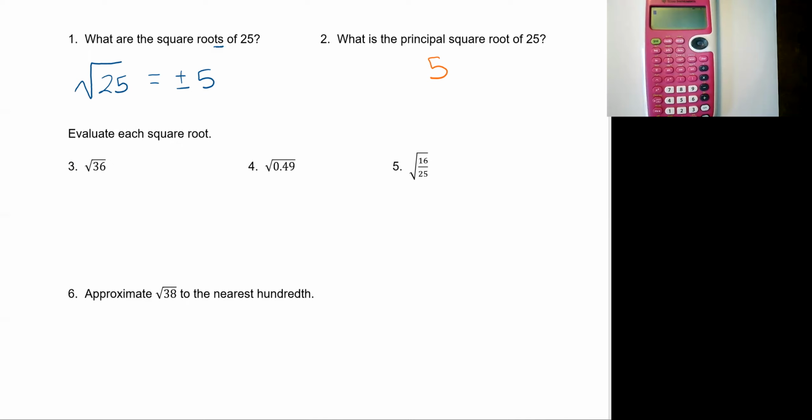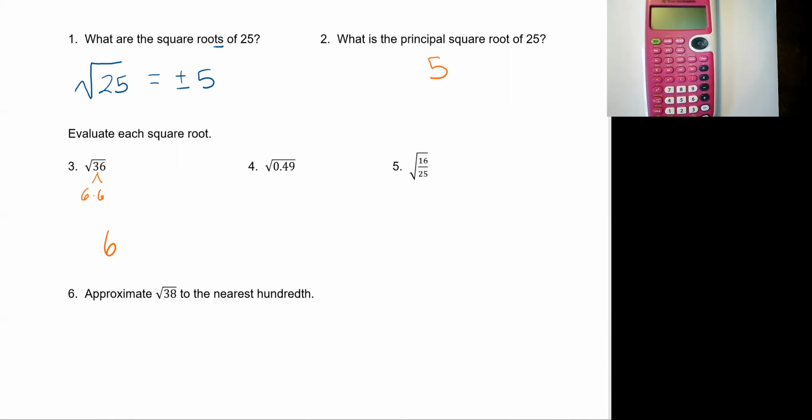Number 3, evaluate each square root. And in this case, we're going to go with just the principal square root. So the square root of 36, we're asking ourselves what number times itself is equal to 36. So our answer is 6.